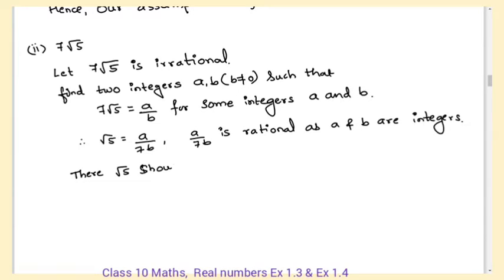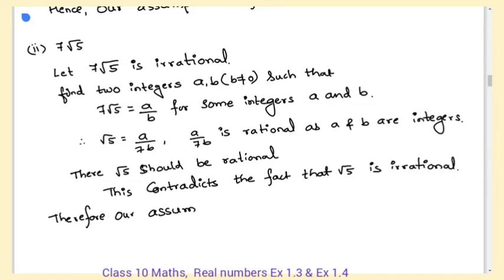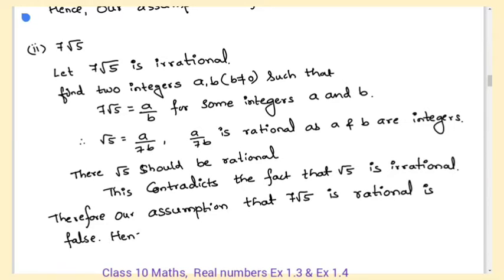Therefore root 5 should be rational. This contradicts the fact that root 5 is irrational. Therefore, our assumption that 7 root 5 is rational is false. Hence, we can say that 7 root 5 is irrational.